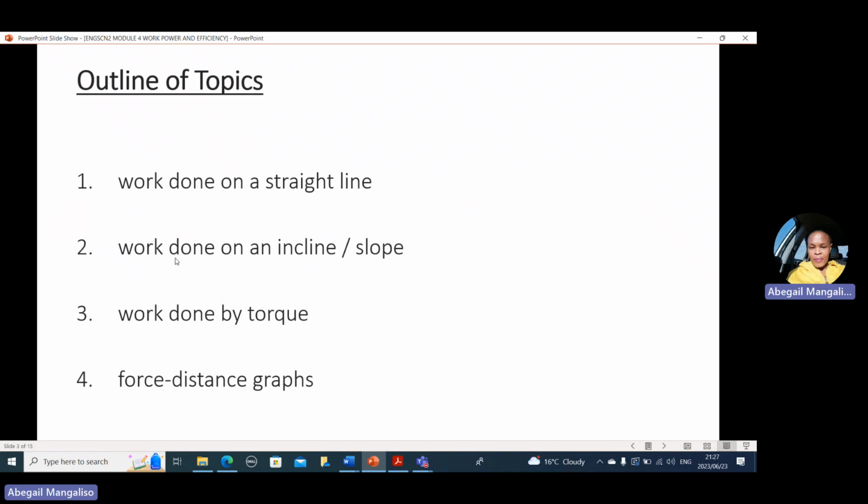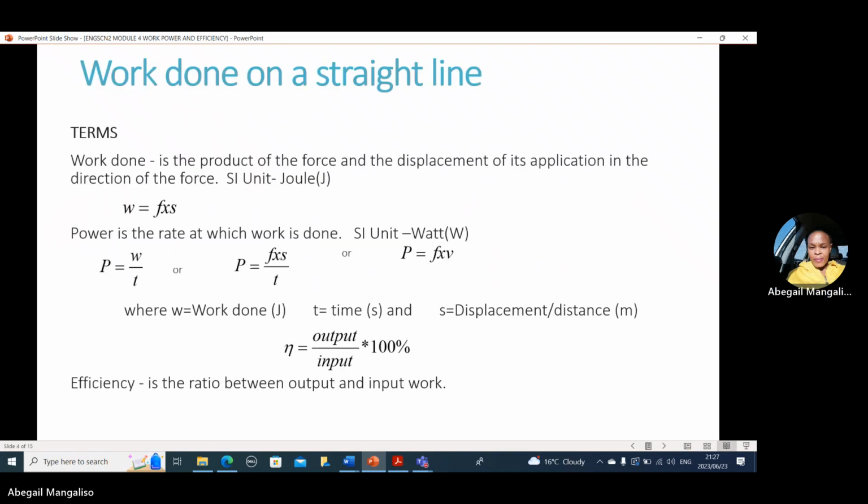Outline topics. I will do the first one, which is work done on a straight line. Work done on a straight line, the important terms. You must be able to define work done. Work done is defined as the product of a force and the displacement of its application in the direction of a force. When a force displaces an object through a distance, work is done.